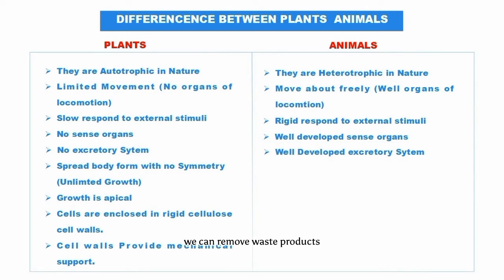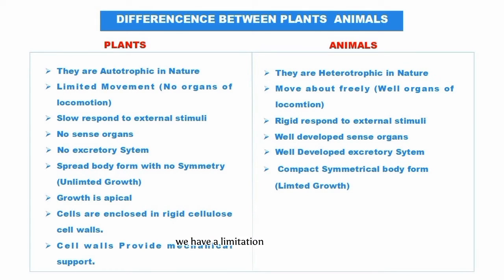We have sense organs like ears, eyes, and skin, and also a well-developed excretory system. We can remove waste products by use of the kidney. They also have a compact symmetrical body, which means limited growth. We have a limitation while growing. And also the next one is that growth occurs equally in all parts. Under animals, growth is not apical.